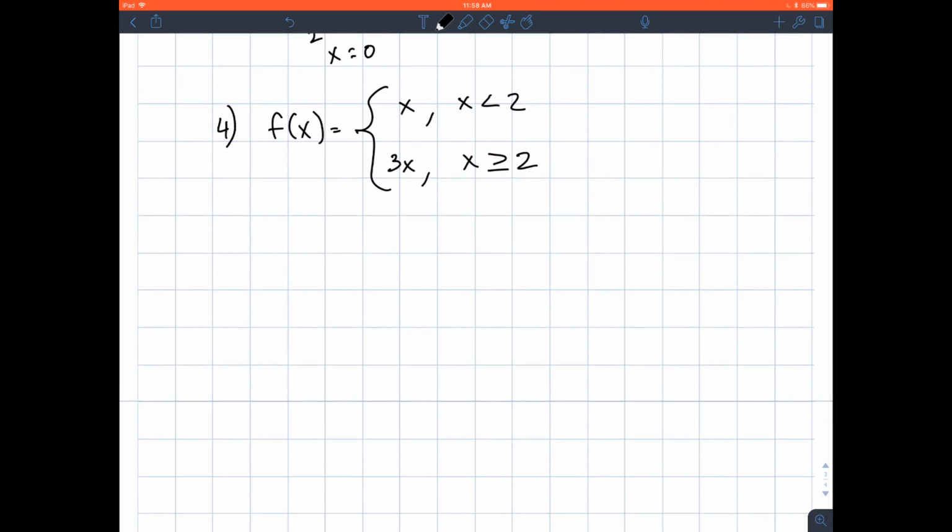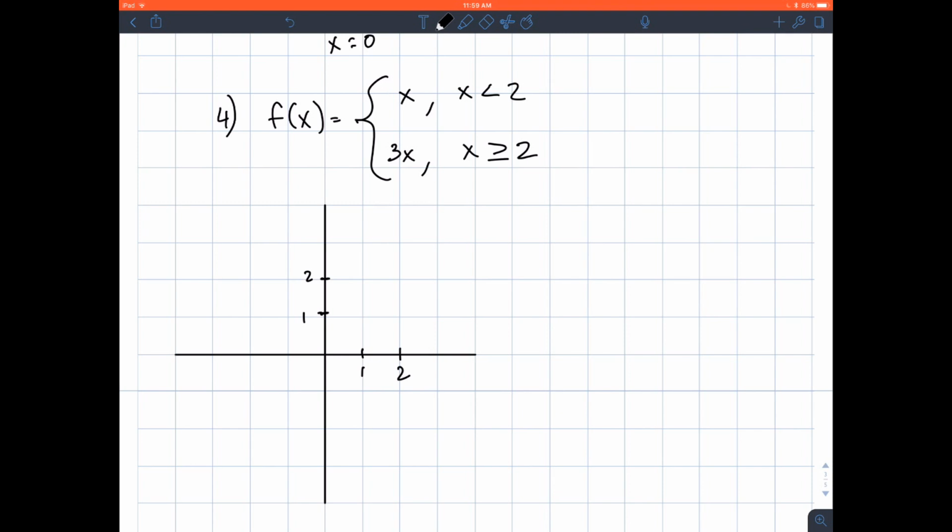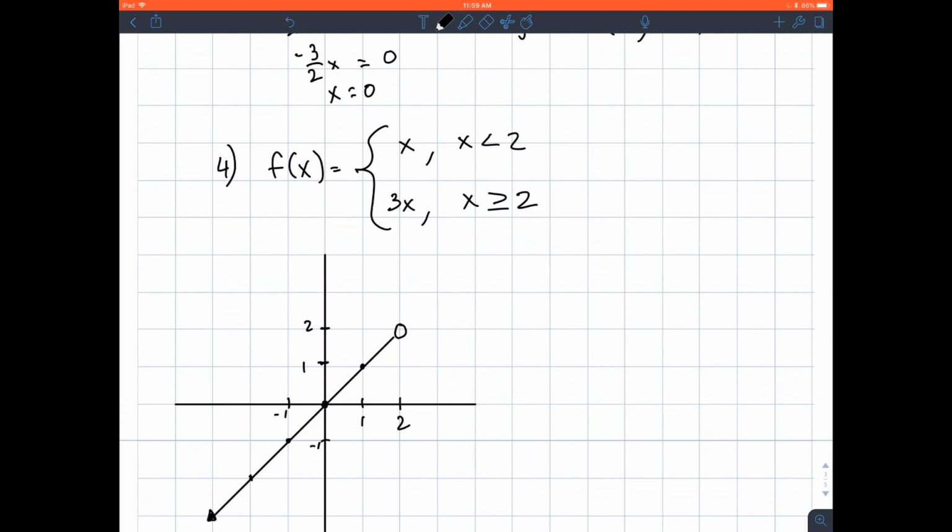So let's go ahead and get this started. Okay, so let's say x is less than 2. First we need to consider the graph of x. So what would x look like? If we plug in 0, we get 0. We plug in 1, we get 1. We plug in 2, we get 2. So it would be right here. You plug in 1, you get 1. You plug in 0, you get 0. You plug in negative 1, you get negative 1, and so on and so forth. It's going to look something like this, basically until infinity.